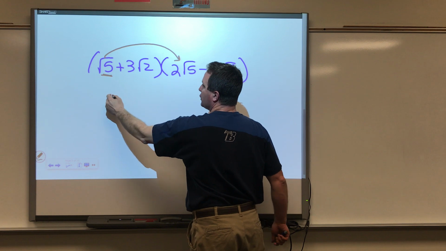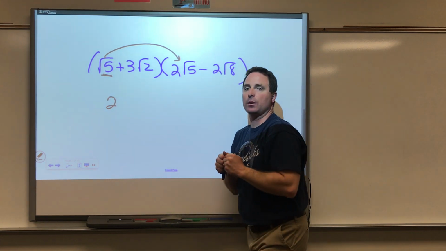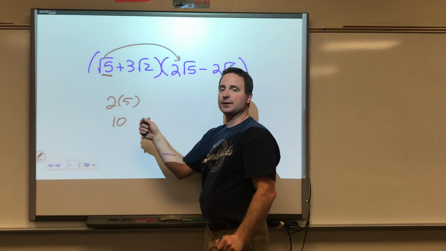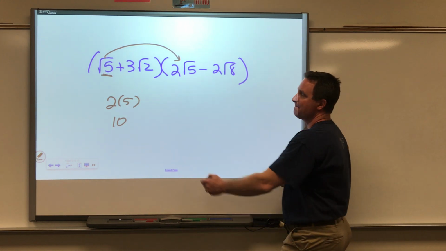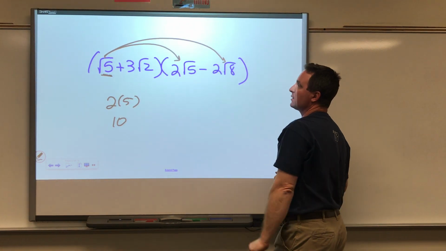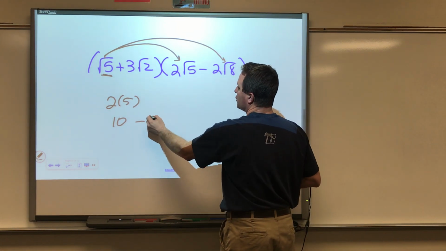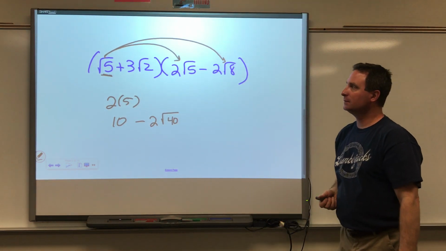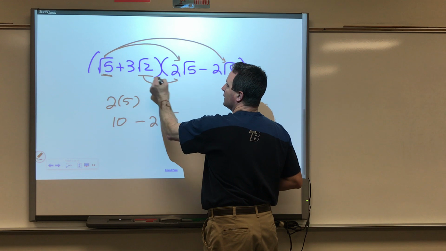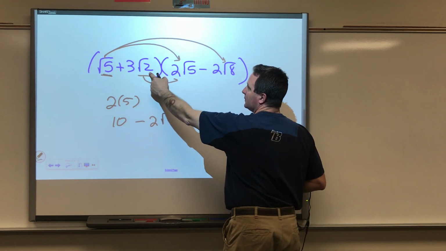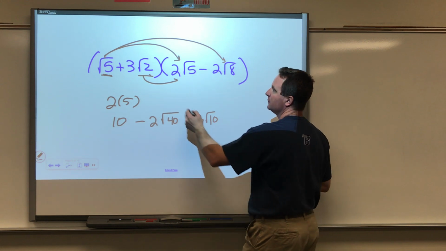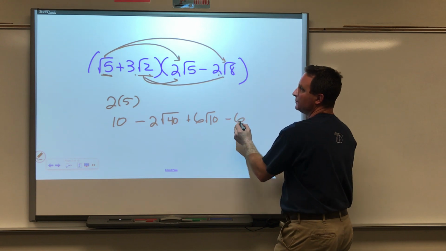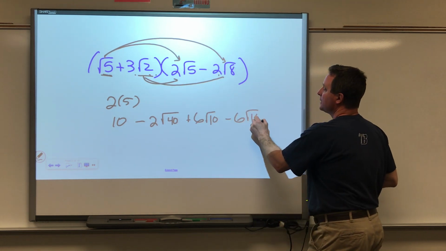There's no big number, so I have a 2, but I have a square root of 5 and a square root of 5. The square root of 5 times the square root of 5 turns into a big 5, and then that whole thing turns into a 10. Okay? How about when I take the square root of 5 times this? Looks like I get minus 2 square roots of 40. Square root of 5 and 8 is 40. If I do my middle term here, 3 times 2 is 6, and 2 times 5 is the square root of 10. And the last one back here, I get 3 times 2 is 6, 2 times 8 is 16.